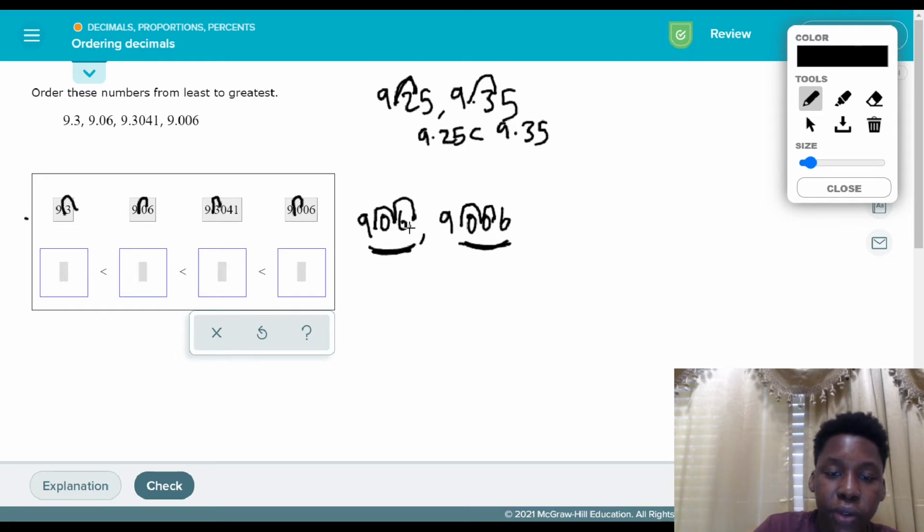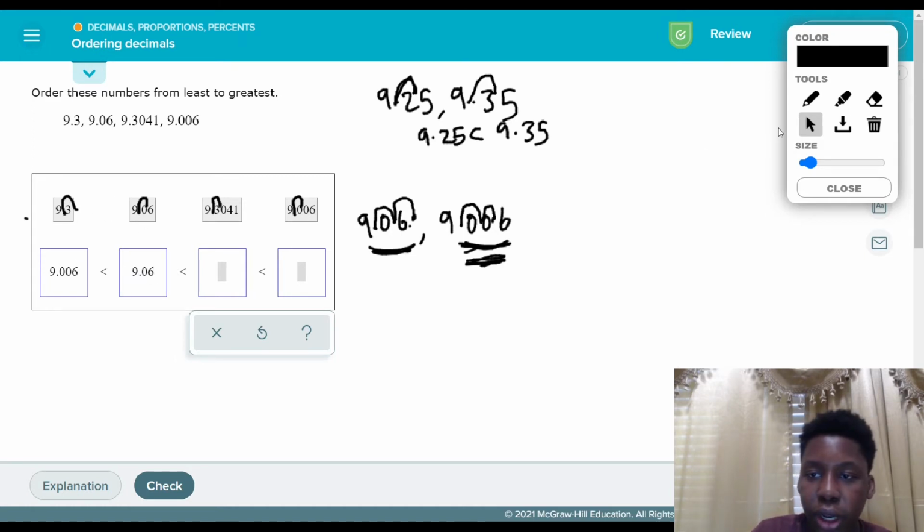And so we have to identify which one of them is bigger. We identify that 6 here is bigger than 0 here. Since 6 is bigger than 0, that means this one, 9.006, is the smallest number. So let's put that in here, 9.006. And then the next smallest number will be 9.06.